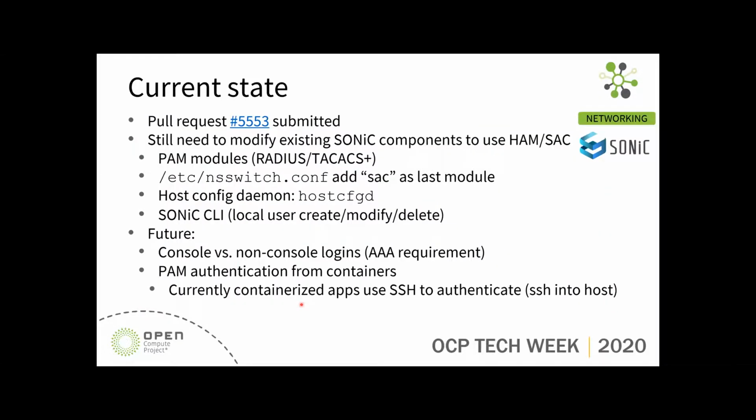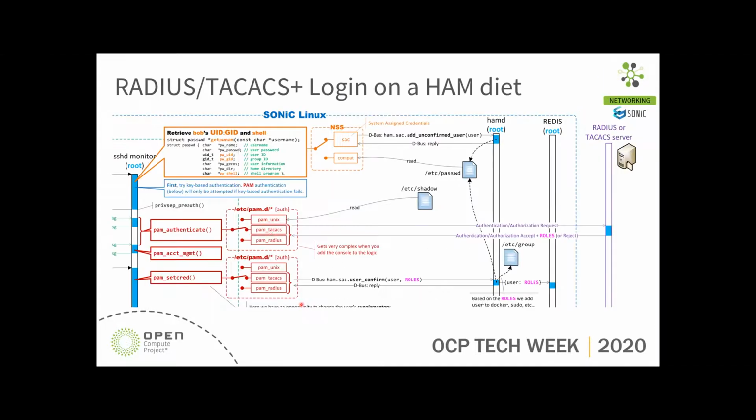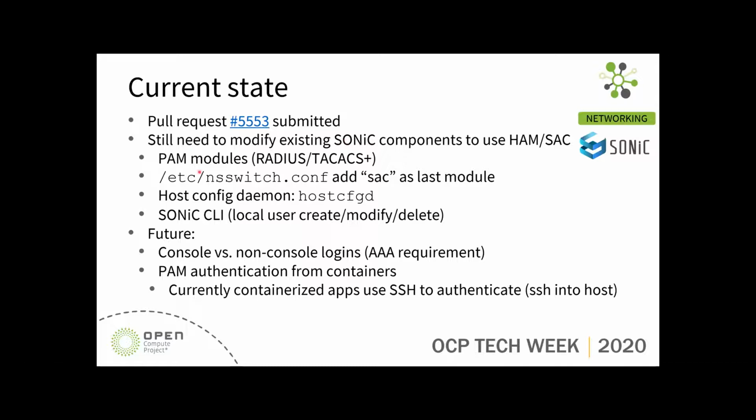So the current state: that code has been submitted. There's a pull request pending right now in GitHub. But that pull request only adds HAMD, the HAMD infrastructure. So we have not yet modified these modules here to talk with HAMD, and we haven't added this module yet. So we want to do that in 2 phases. The first phase is to add the infrastructure, and once it's in there, then we'll start hooking it up to the rest of SONiC.